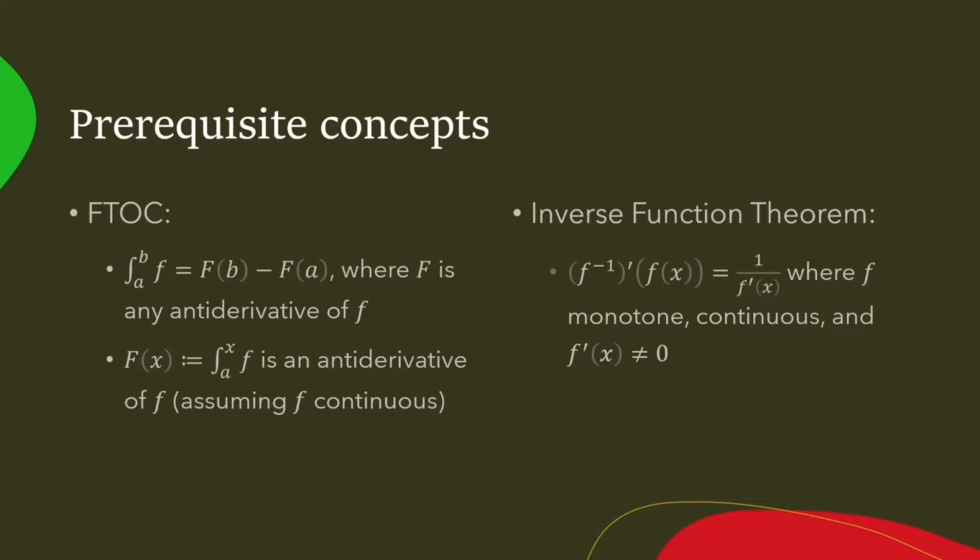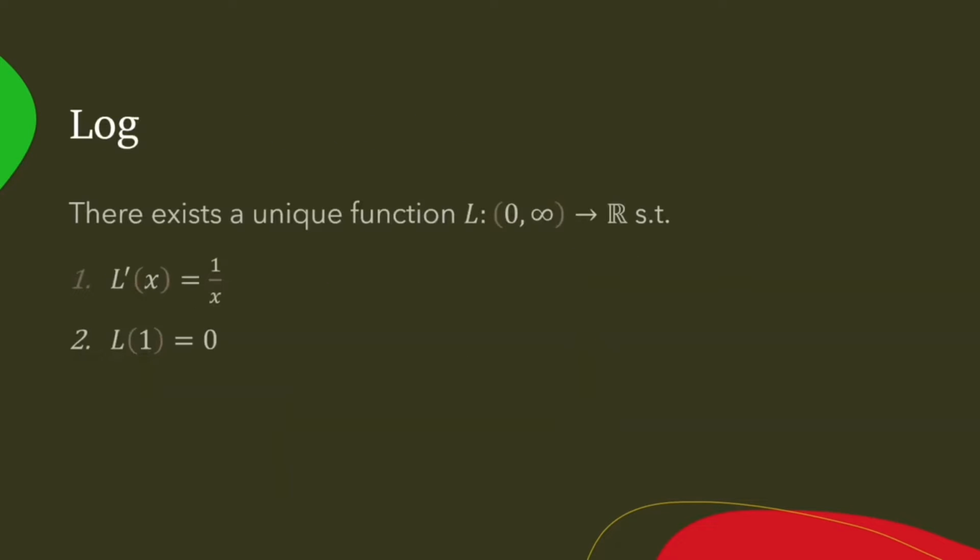So let's get on to that now. As we mentioned before, we're going to start by defining the logarithm function, and we define it by asserting the following fact here. We assert that there exists a unique function L from the positives to the reals which satisfies the following two conditions. The first condition being that this function L, when you differentiate it, you get 1 over x, and the second property being that if you evaluate it at 1, you get 0.